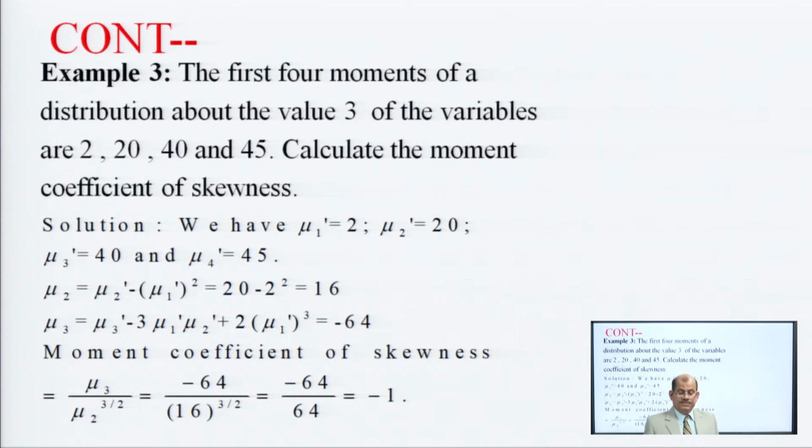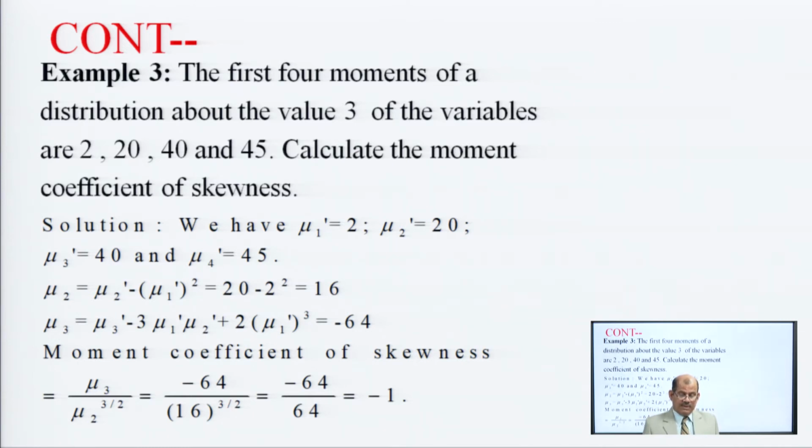Third example. The first four moments of a distribution about the value 3 of the variable are 0, 20, 40 and 45. Calculate the moment coefficient of skewness. Solution: we have mu 1 dash is equal to 2, mu 2 dash is equal to 20, mu 3 dash is 40 and mu 4 dash is equal to 45.